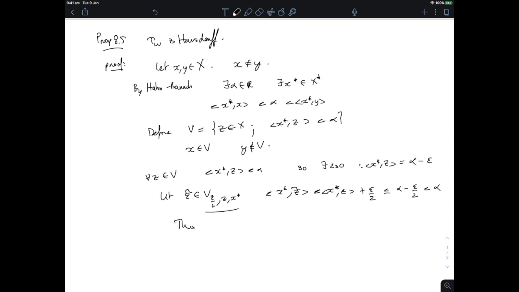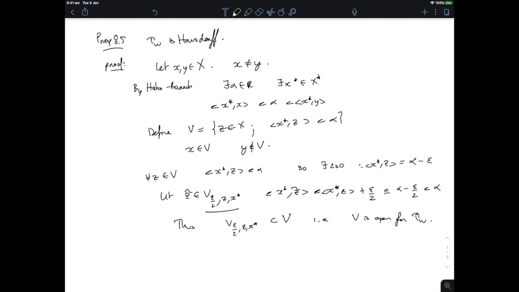So what I've proven here is that this neighborhood of z is strictly included in V. So what we've got is that V is open. For any z, I can find a small enough neighborhood of z, a neighborhood in the sense of the weak topology, that's included in V. So V is open for the weak topology. It's weakly open, as we should call it.